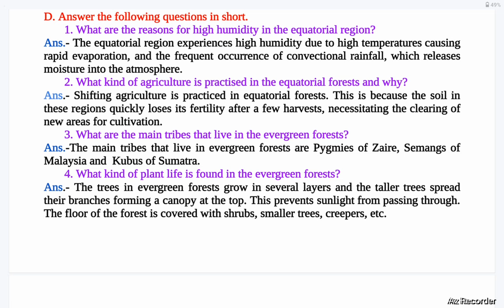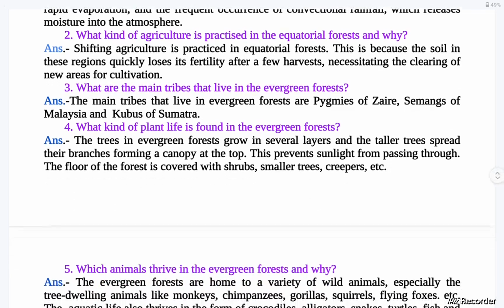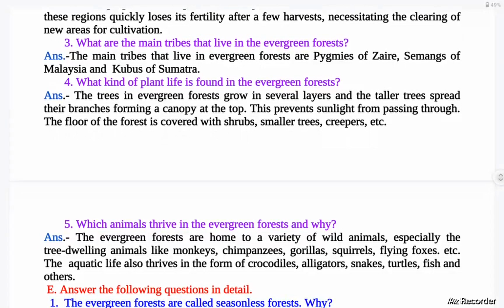So third question is, what are the main tribes that live in the evergreen forests? The answer is, the main tribes that live in evergreen forests are Pygmies of Zaire, Semangs of Malaysia, and Kubus of Sumatra. So fourth question is, what kind of plant life is found in the evergreen forest?